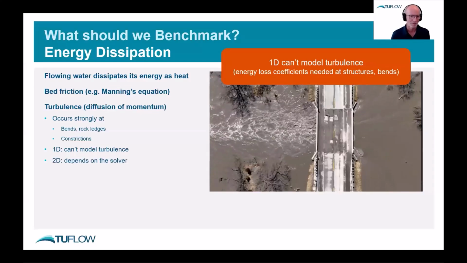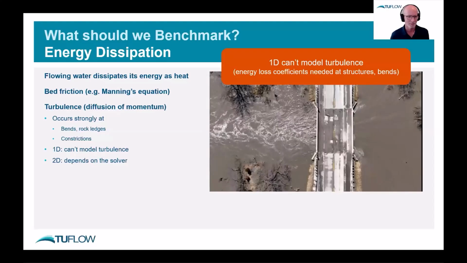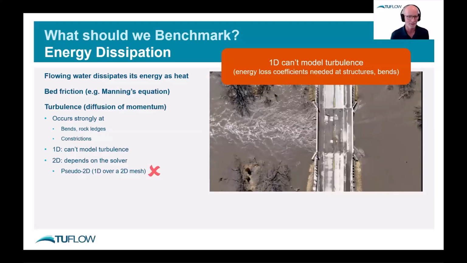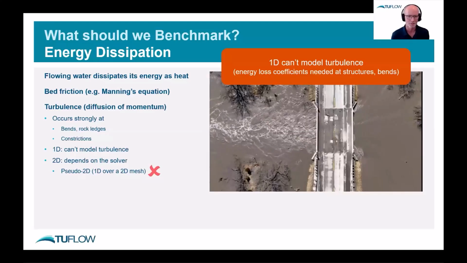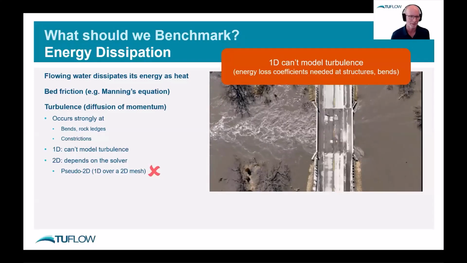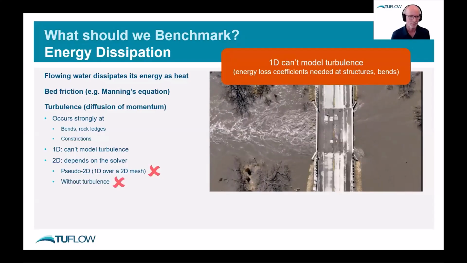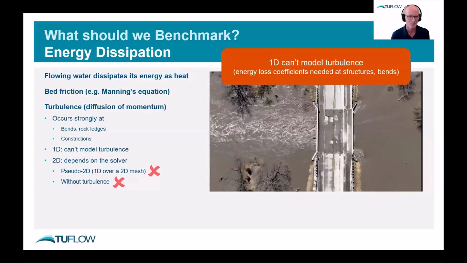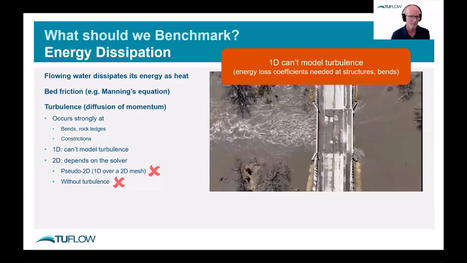The 2D is a bit more difficult because it does depend on the solver. So if you've just got a pseudo 2D, as I call it, where you're just solving the 1D equations over a 2D mesh, that will be completely inappropriate for that image on the right there, that video. Then you might not have turbulence built in, so that might be okay in some situations, but not really for the situation on the right.